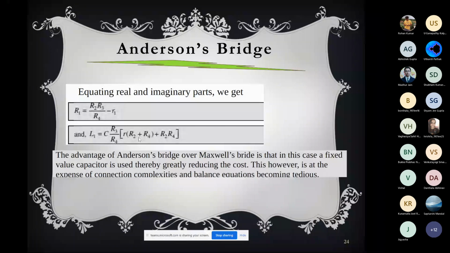So now the advantage of the Anderson bridge over the Maxwell bridge is that in the Maxwell bridge we need a variable valid capacitance, but in the Anderson bridge we need a fixed value capacitance, and the cost of the bridge is reduced, the accuracy of the bridge is increased. But this is achieved at the expense of connection complexity, because there are two extra arms where the circuit components are connected, and achieving the balance condition could be a little bit tedious. So this is all about the Anderson bridge.